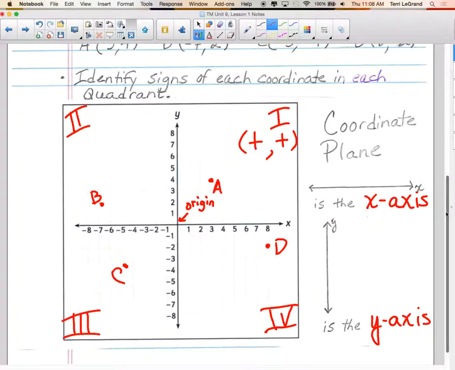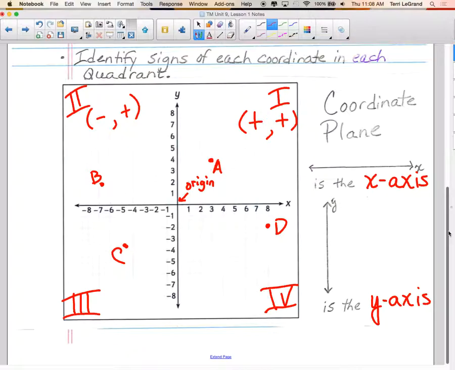Okay, how about for quadrant 2? What would the signs be of the coordinates? X would be what? Negative, because we've got to head to the left. And the y would be positive because we've got to head up. Was that true for point B? Did it have a negative x value and a positive y value? Okay. How about for quadrant 3? What's the x value? Negative, because we've got to head left. And what's the y value? Negative, because we've got to head down. So we have a negative x, we have a negative y.